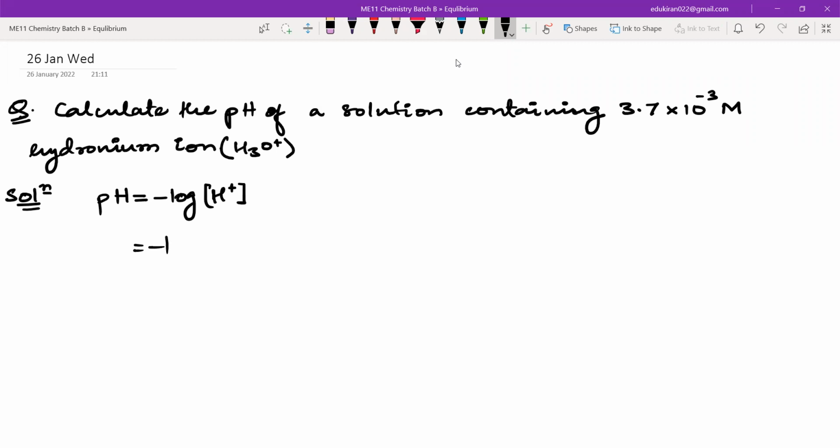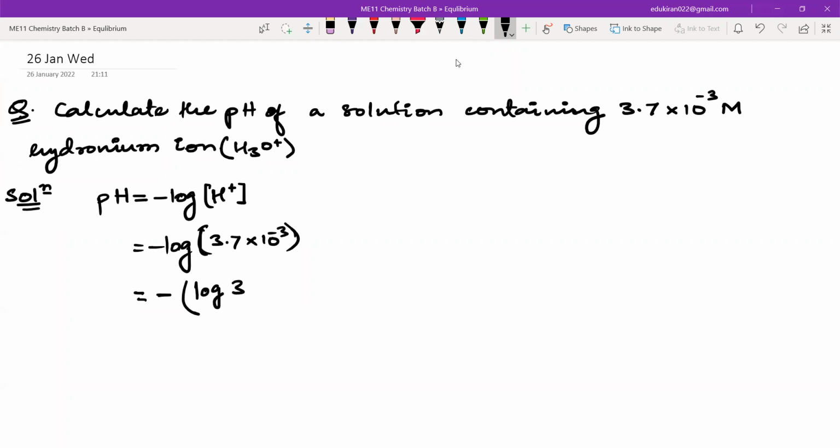Now you guys tell me, what is the concentration of H plus ion given? What is the concentration given in the question? 3.7 into 10 raised to negative 3. Okay. So by using the product rule, I can write this. One more thing that I will do is I will keep this minus as it is, and whatever operation I am doing with the log, I will do inside the bracket and I will keep this minus intact here. So I will be writing log of 3.7.